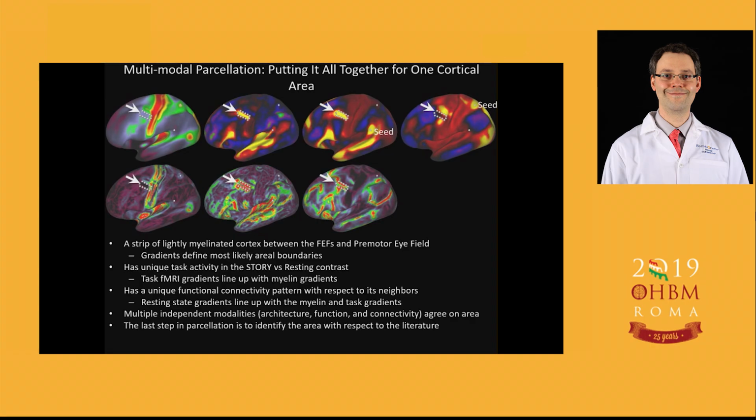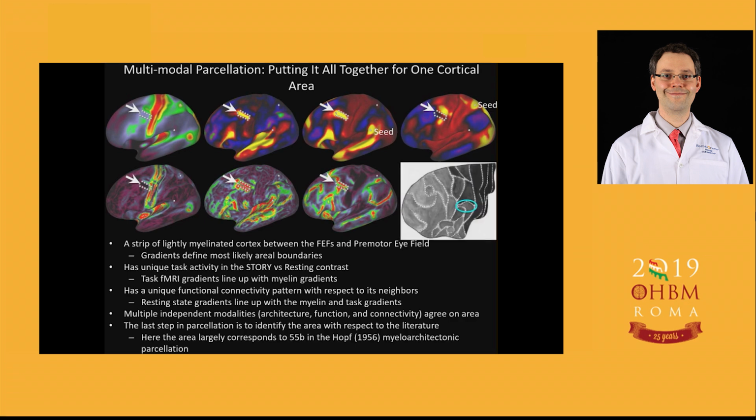And the last step is to see, did anybody else find this area in the literature? It turns out, back in the 50s, Adolf Hopf was doing a lot with myelin mapping invasively, and he made the first real myelin maps, in this case on surface drawings. And so we can see here's the motor cortex, the two eye fields on either side, and there's 55B.